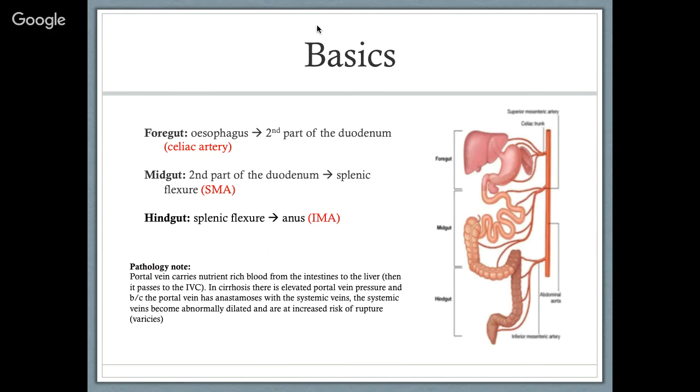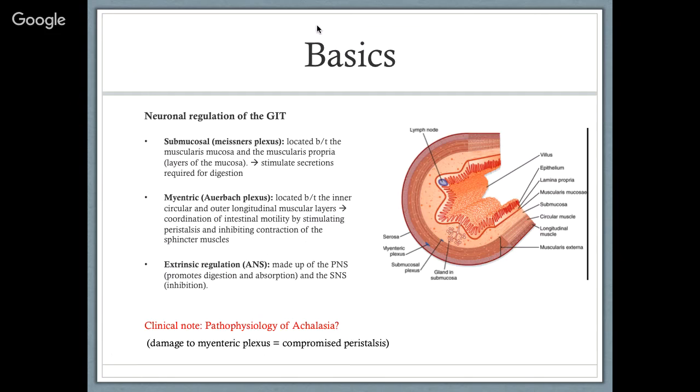All right. So for server changes. Okay, so we'll go through some of the neuronal regulation of the gut. The different layers of the gut wall and the pathology will be heavily covered in your pathology lectures, so I'm not going to labour the point too much. But just know the difference between the submucosal and the myenteric plexus. So the submucosal is between the muscularis mucosa and the muscularis propria, and because it's in that layer, it's going to be responsible for stimulating digestion.